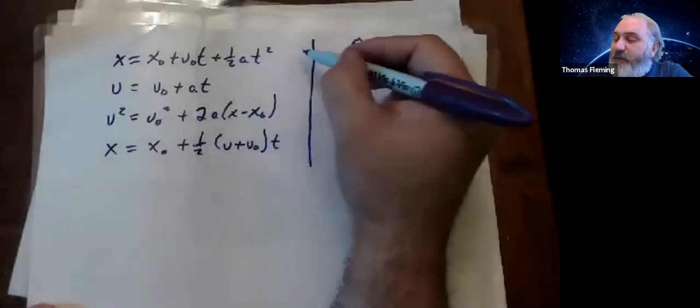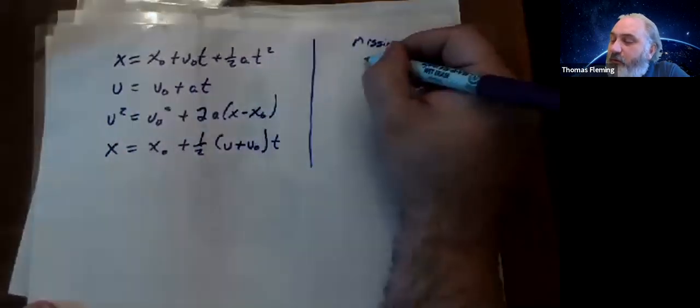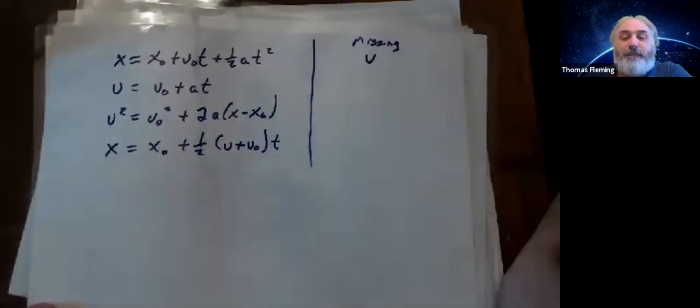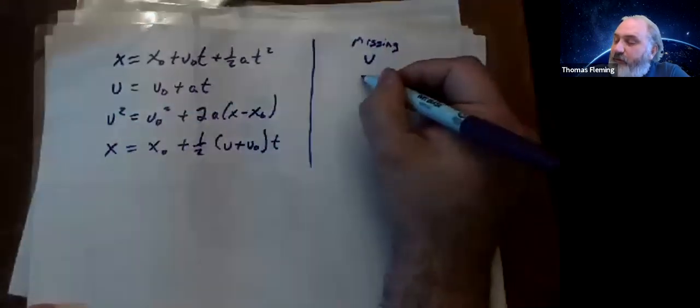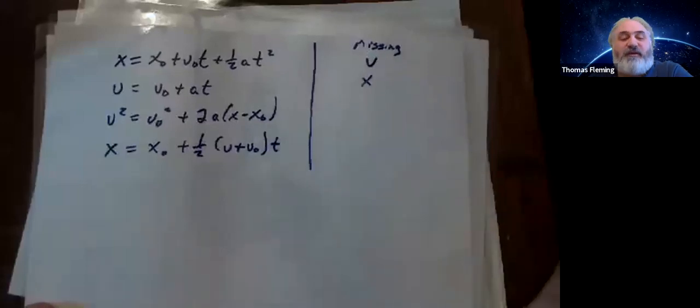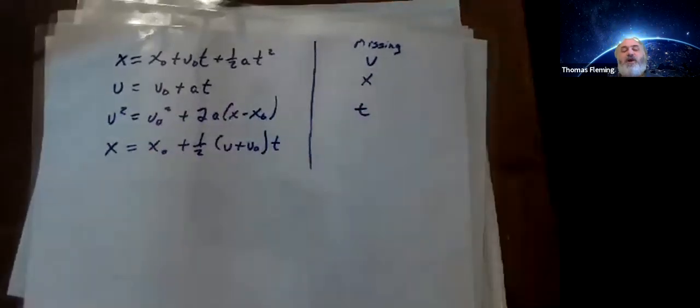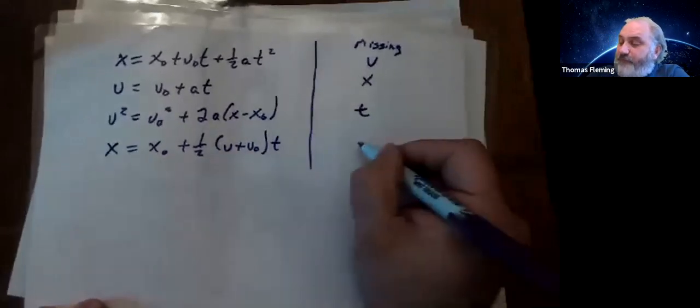So the missing element from this position equation is that nowhere in the position equation does the final velocity appear. The missing element from this equation is it contains no x's, nothing about the position or where the object is. The missing element from this equation is time. I don't really care how much time has elapsed. And the missing element from this equation is the acceleration.